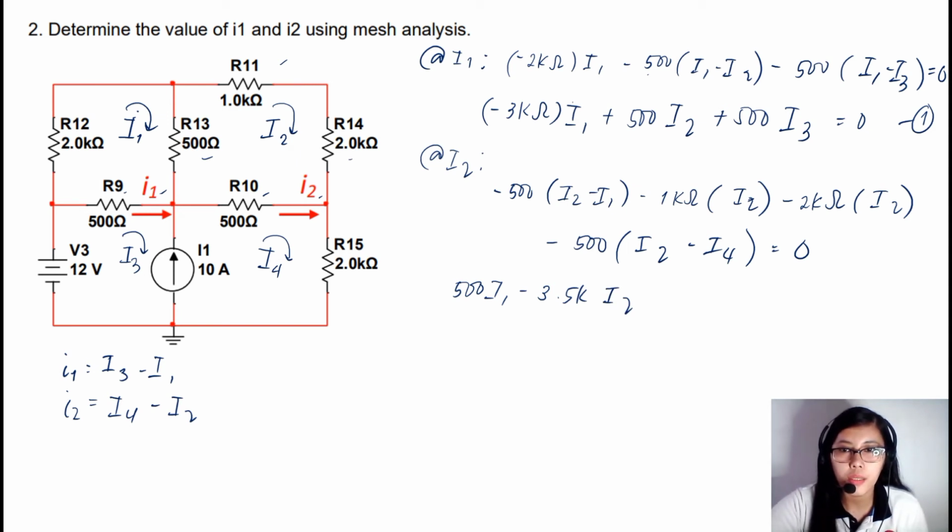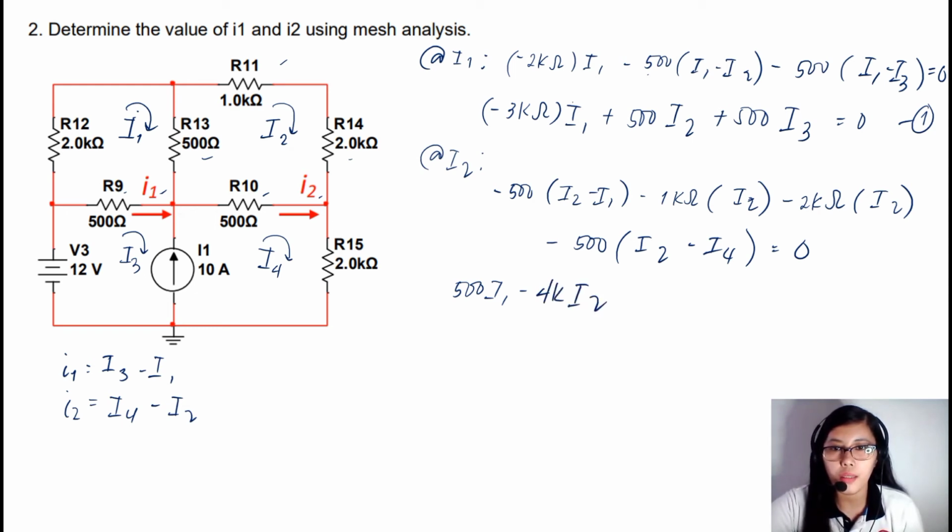This one, so we have 1, 3. So we have 4 kilo, no? We have 4 kilo for I2. Okay, delete. Negative 4 kilo for I2. Then, we don't have I3 here, but we have I4. And negative 500 times negative I4, that's positive 500 I4 equal to 0. And that is the second equation.